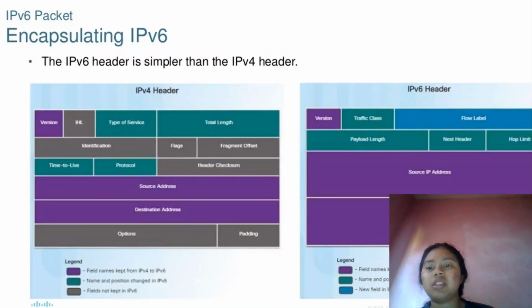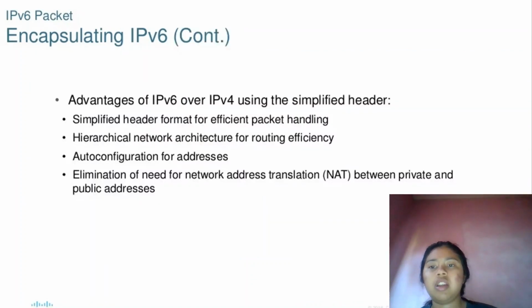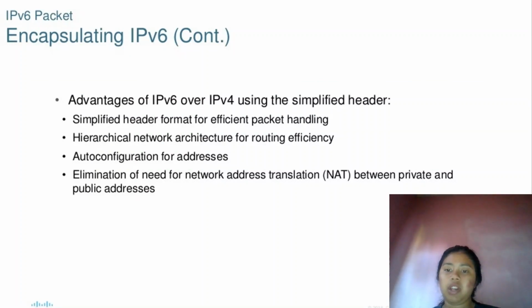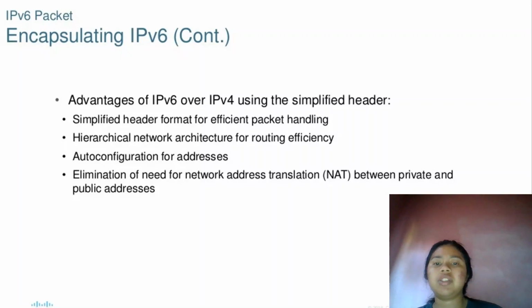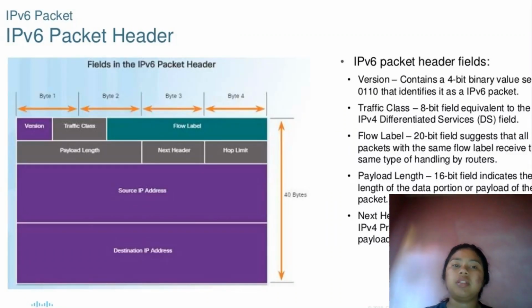Encapsulating IPv6. The IPv6 header is simpler than the IPv4 header. Advantages of IPv6 over IPv4 include a simplified header format for efficient packet handling, hierarchical network architecture for routing efficiency, auto-configuration of addresses, and elimination of the need for network address translation between private and public addresses.